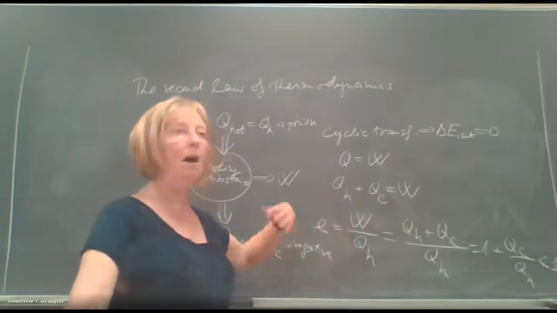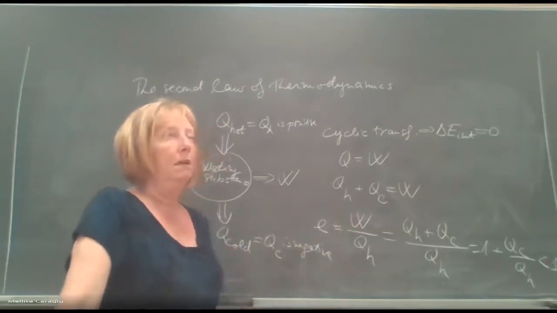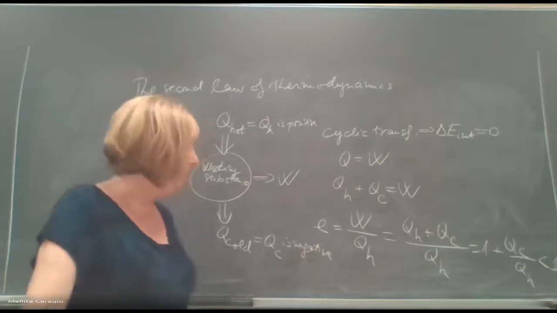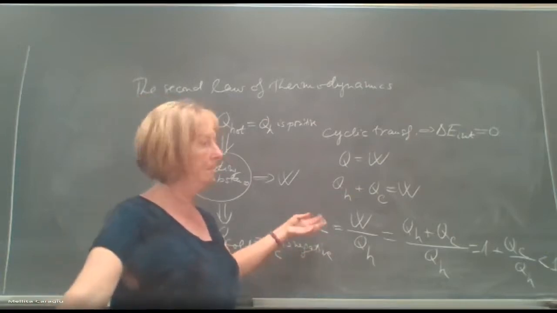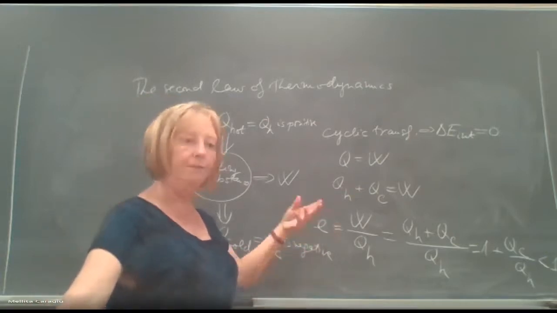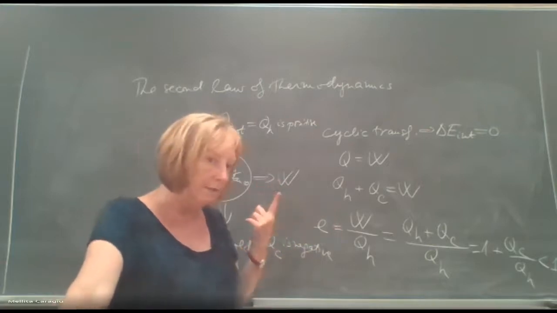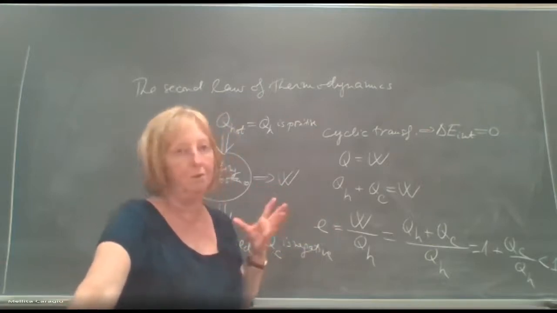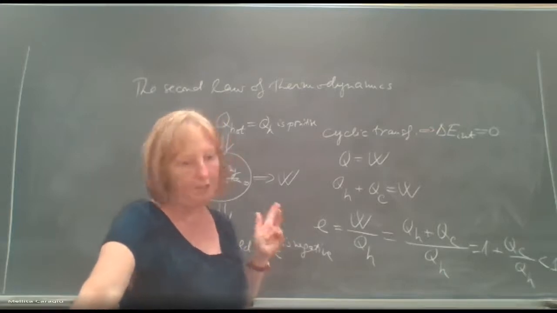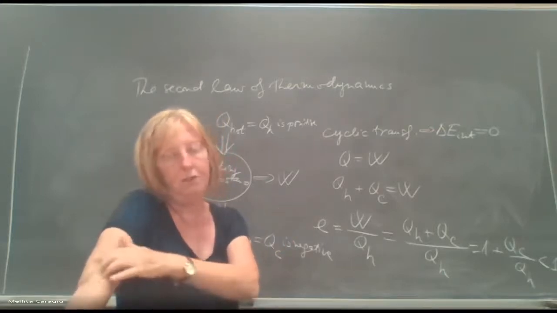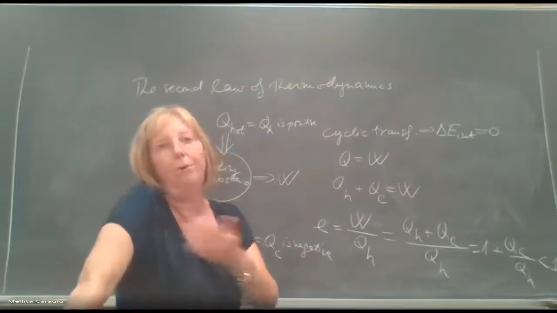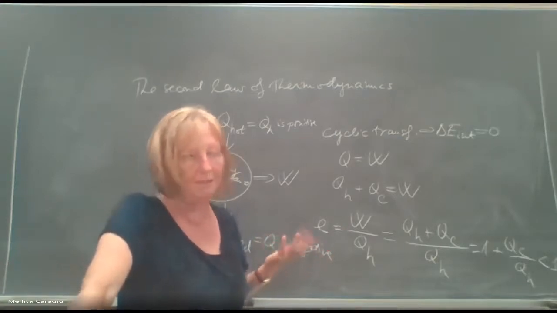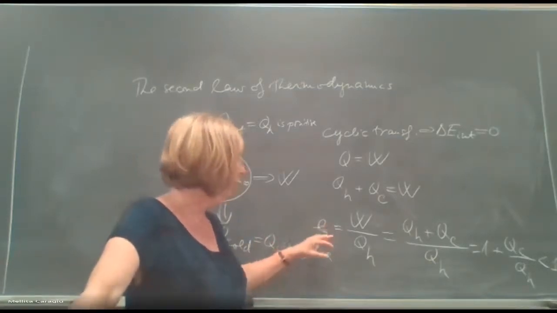So there is a lot of effort put into getting these efficiencies as close to 1 as possible. By the way, we're really far from that. Usually cars have efficiencies of 0.2, which means 20%. Usually that's the efficiency of a car.